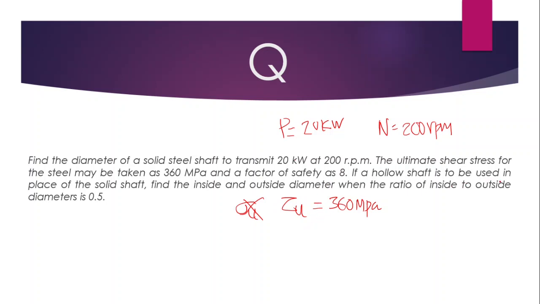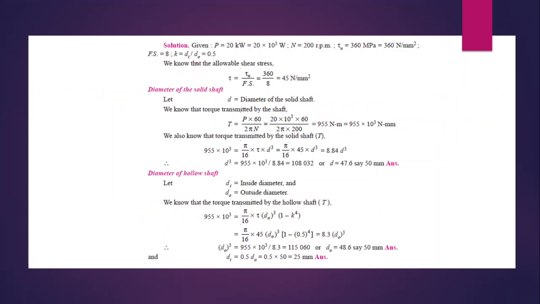If a hollow shaft is to be used in place of the solid shaft, find the inside and outside diameter when the ratio of the inside to outside diameter is equal to 0.5. That is, di divided by do is equal to 0.5 in the case of the hollow shaft. Find the diameter of the solid shaft, that is the question. Then di by do is equal to 0.5, P is equal to 20 kilowatt, that is 20 into 10 raised to 3 watts. Tau u is equal to 360 megapascal, factor of safety is equal to 8. Then the allowable shear stress tau is equal to tau u by factor of safety, that is equal to 45 Newton per mm square.